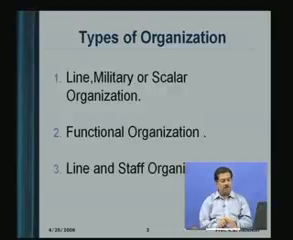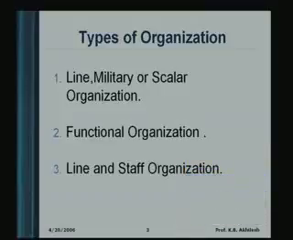One is line, military or scalar organization, another is functional organization, and the third is line and staff organization. These three forms of organizations have been recognized primarily over a period of time, so it has some historical bearing, and also the different institutions which came into existence at different periods of history, but all of these are of the history of the last 80-90 years.